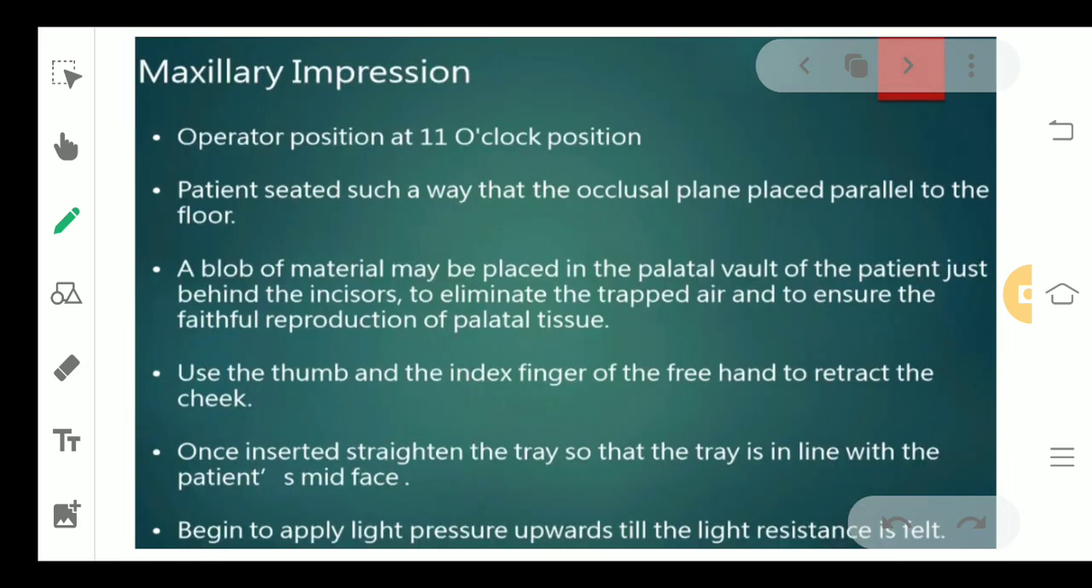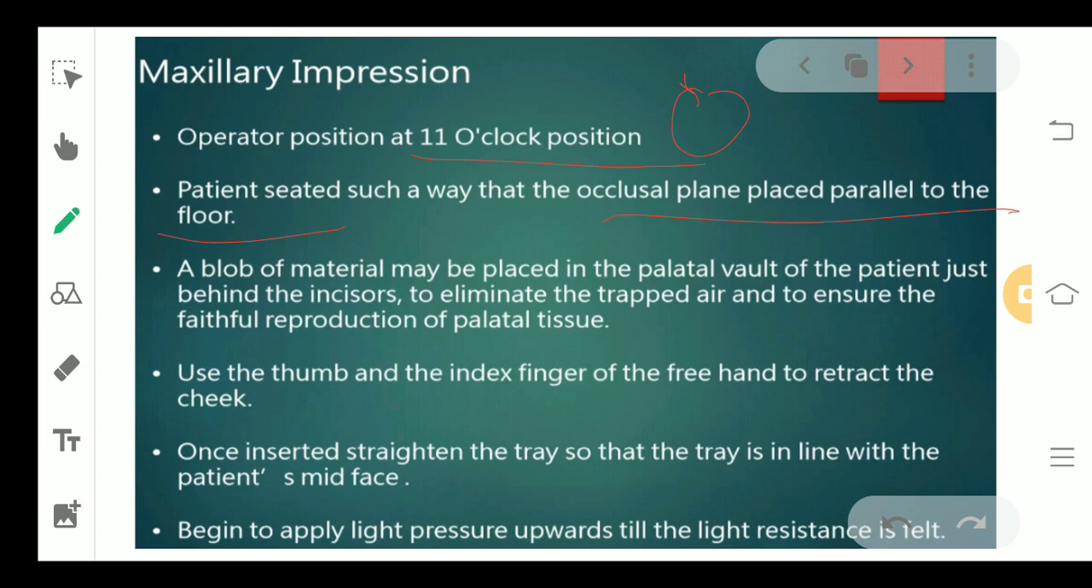Now talking about the maxillary impression. Always keep in mind your position. The operator's position should be 11 o'clock on the clock. So it should be 11 o'clock. Now the patient should sit in a way that the occlusal plane is parallel to the floor.